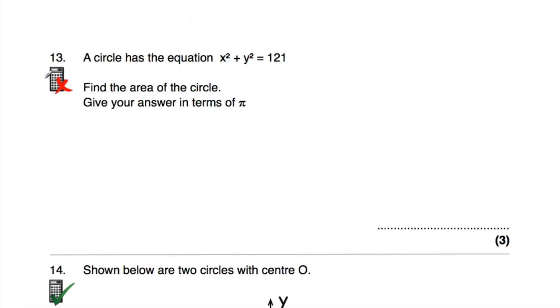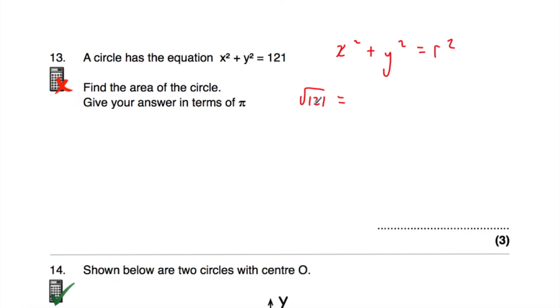Okay, let's have a look at our next question, question number 13. So question number 13 says a circle's got equation x squared plus y squared equals 121. And this time we've been asked to find the area of the circle and to give our answer in terms of pi. And again, it's a non-calculator question, which is quite nice. Okay, so the equation of the circle is in the form x squared plus y squared is equal to the radius squared. Now here we've got 121 as the radius squared, so if we square root 121, that's going to be the radius of the circle.